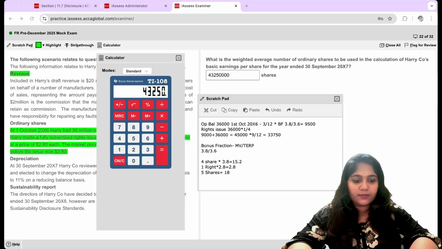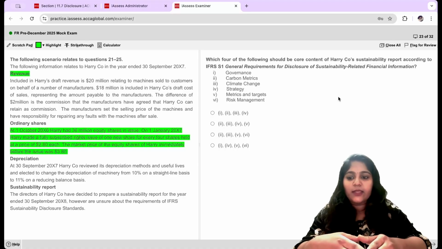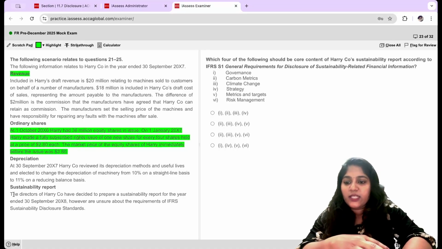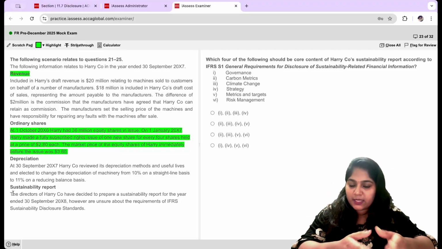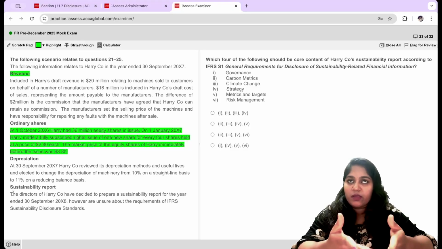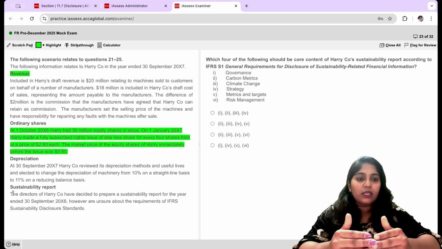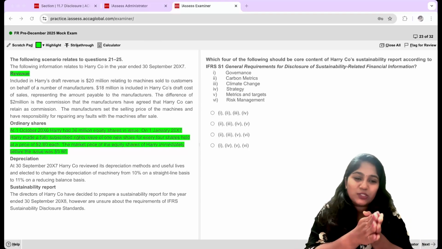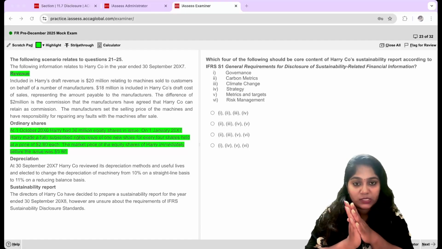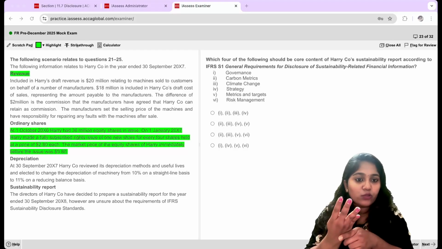Great. So I'll move to the next question. See, the next question is a theoretical question again. It's about the sustainability report. The directors of Harry Company have decided to prepare a sustainability report for the year ended 30th September X8. However, they are unsure about the requirements of the IFRS S1 standard. So they're asking which 4 of the following should be the core content of Harry Company's sustainability report according to IFRS S1, general requirements for disclosures of sustainability-related financial information. If you studied in the very first chapter of ACCA Study Hub, governance, strategy, metrics and targets, and risk management. These are all the 4 things that we can include.